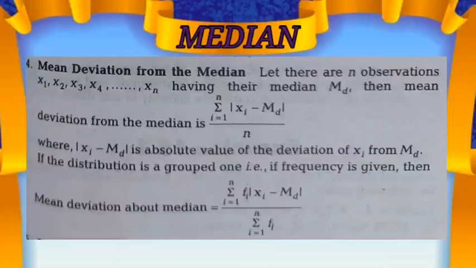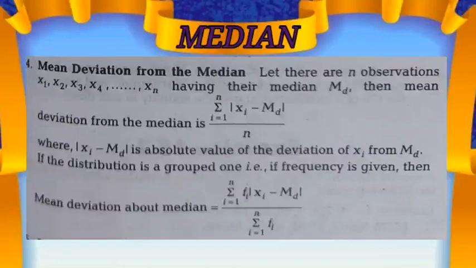Let there be n observations x1, x2, x3, x4 and so on till xn, having their median denoted by M. Then the mean deviation from the median is summation modulus of xi minus M divided by n, where modulus of xi minus M is the absolute value of the deviation of xi from M. If the distribution is a grouped one, if frequency is given, then the mean deviation about the median is equal to summation i equal to 1 to n of fi modulus of xi minus M divided by summation i equal to 1 to n of fi.